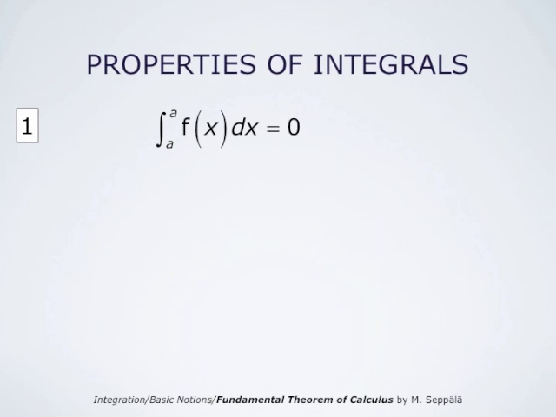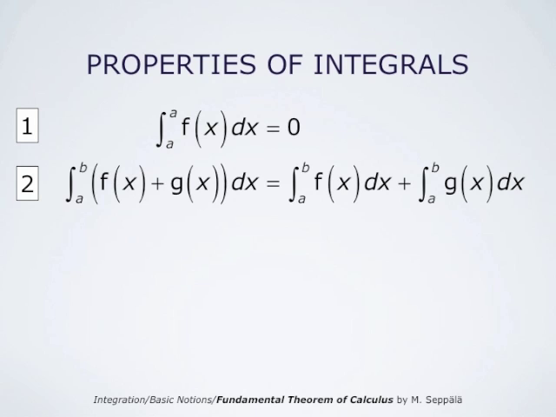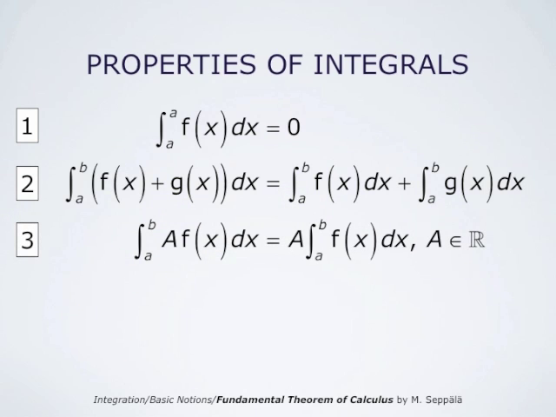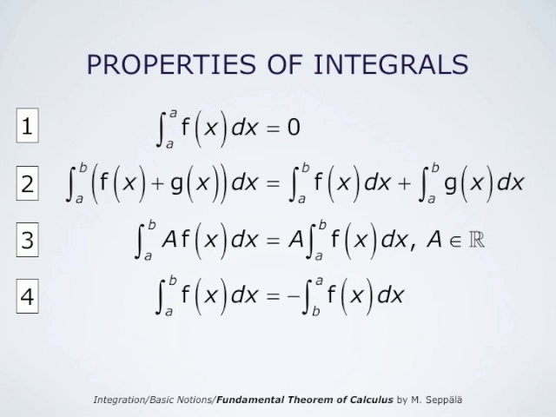Let us start by recalling the basic properties of integrals. The first property tells us that the integral from a to a, f of x dx, is always zero regardless what function f is. That is, the integral over an interval whose length is zero is always zero. The second property tells us that the integral of a sum is sum of integrals. The third property tells us that the integral of a function multiplied by a number is that number times the integral of the original function. The fourth property tells us that integral from a to b f of x dx is a negative of integral from b to a f of x dx.